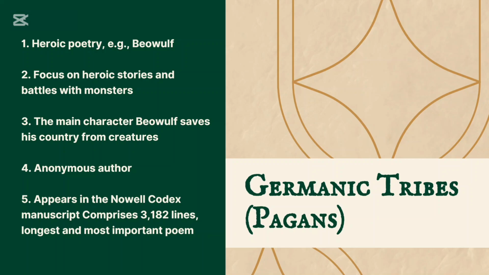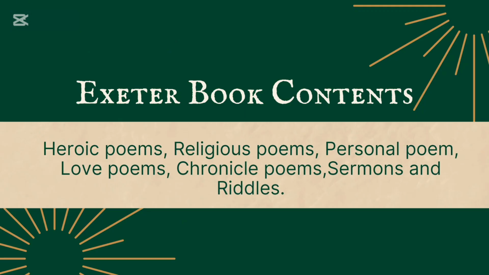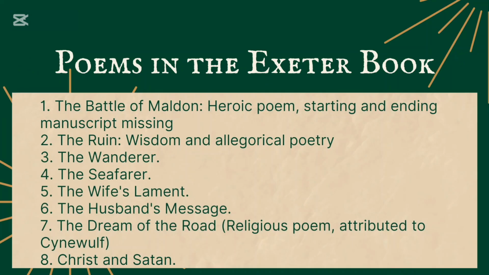in the Nowell Codex. The Exeter Book is a treasure trove of Anglo-Saxon literature featuring a diverse range of genres: heroic, religious, personal, love, chronicle, sermons, and riddle poems. Some notable works from the Exeter Book include The Battle of Maldon, The Ruin, The Wanderer, The Seafarer, The Wife's Lament, Husband's Message. And the religious works include The Dream of the Rood by Cynewulf. This is one of the oldest surviving English poems in the form of a vision or dream. Next we have Christ and Satan, an untitled work influenced by Cynewulf.